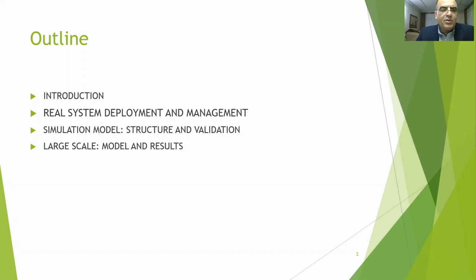And then we'll talk about the model that we are presenting today, our structure and how it was validated. Then we will present the large scale model and its results.